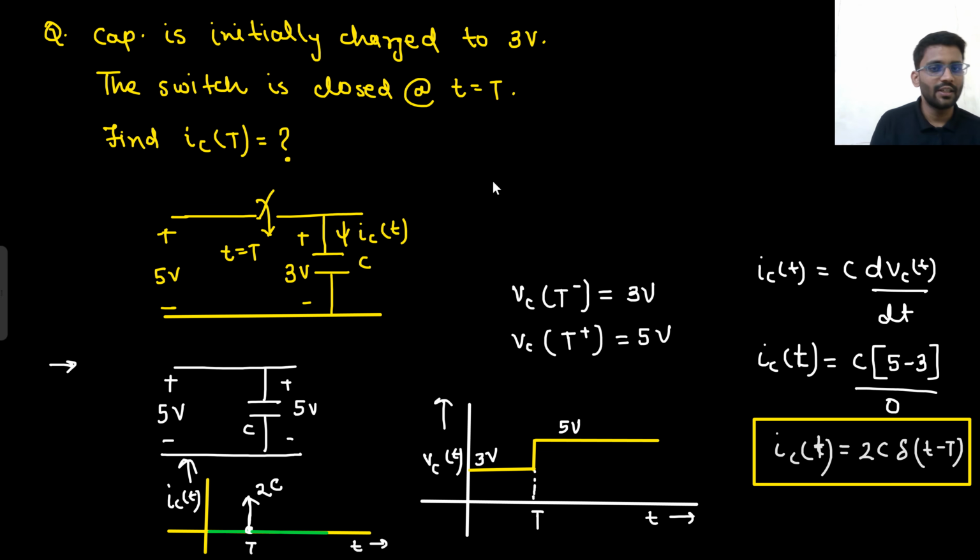From 3 to 5 it is going. If it was going from 0 to 5, let's assume initially there was 0 voltage, and then I turned on the switch. So there would be an impulse of 5C delta t actually. The current would be 5C delta t minus t. There will be an impulse of 5C current, right? So these were the basics of the next problem that we are going to solve.